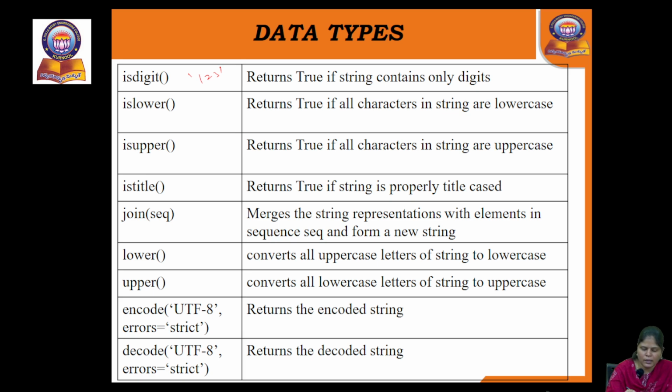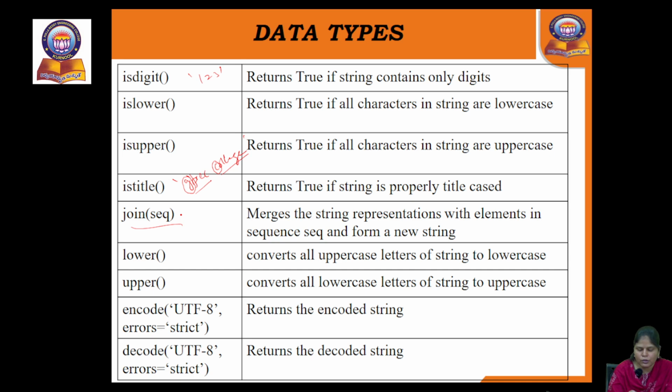So if I take GPREC college, here this is a whole string. It has two words. GPREC is one word and college is one word. So istitle will check the first letter of each word. If it is capitalized, it will return true, otherwise it will return false.